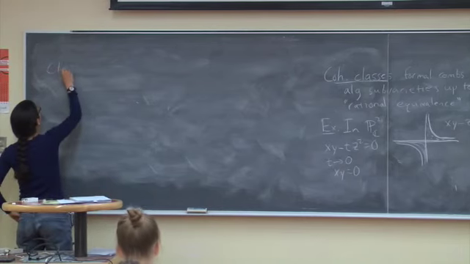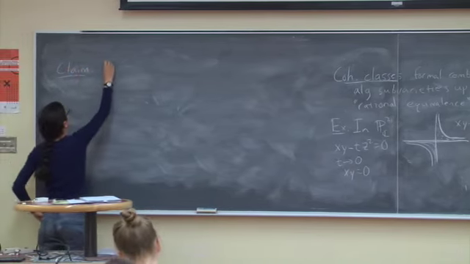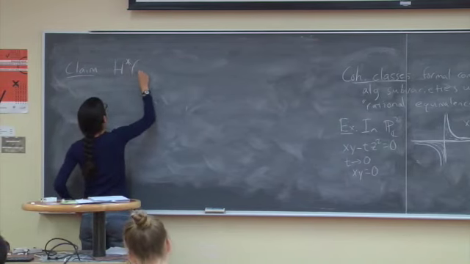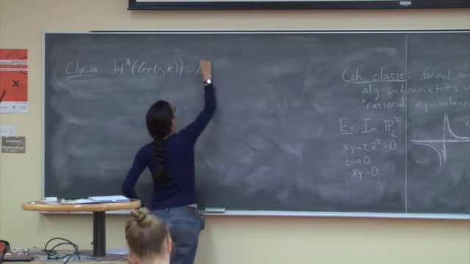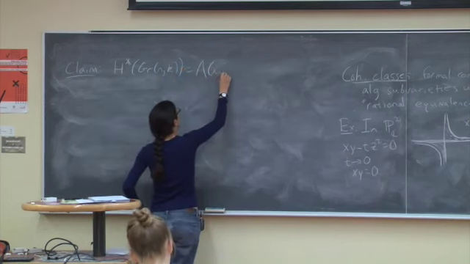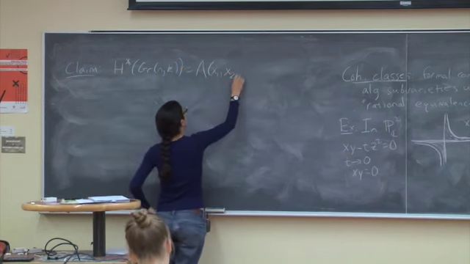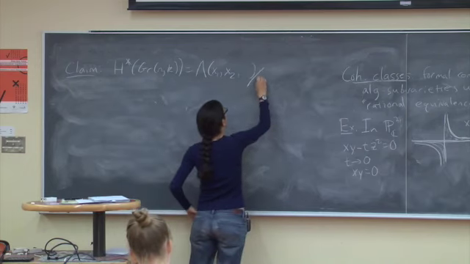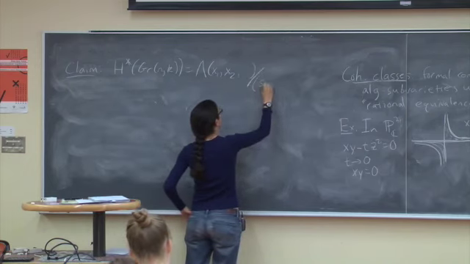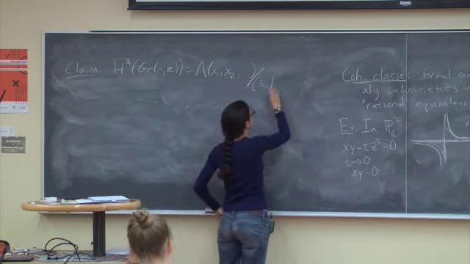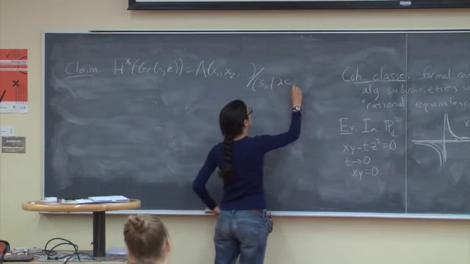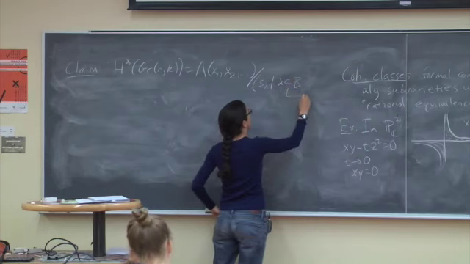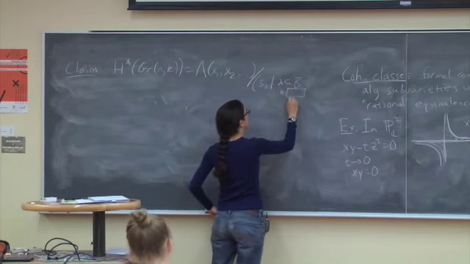Okay, so the claim is that the cohomology ring of the Grassmannian Gr(k,n) is the ring of symmetric functions, in k or more variables, mod the ideal generated by the Schur functions whose partition is not contained in the k by n minus k box.